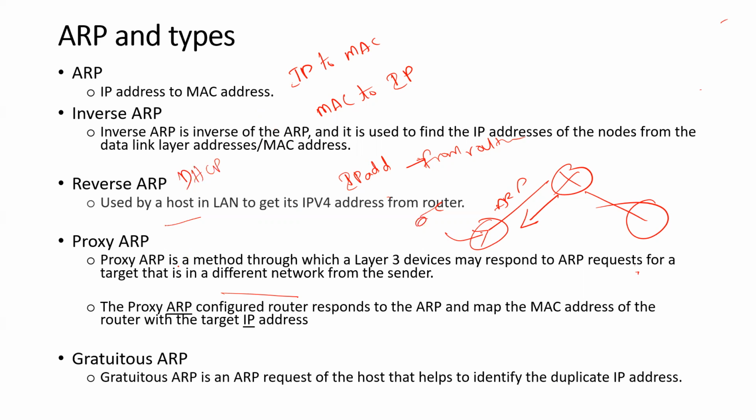Proxy ARP is when a layer 3 device responds to the ARP request when the destination is in a different network from the source. And we have one more ARP called gratuitous ARP, which helps to identify duplicate addresses.